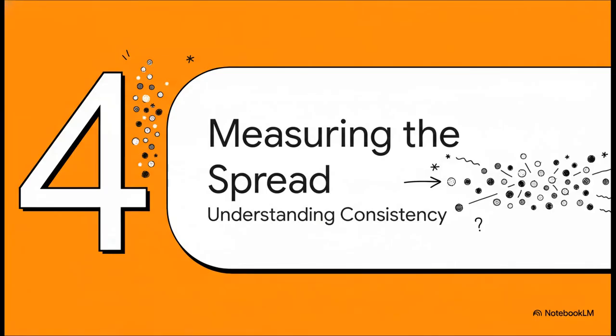So we can organize our data and we can find its center. But there's one more really fundamental piece to this puzzle. We also need to know how spread out the data is. Are all the values clustered tightly around that center, or are they kind of all over the place?